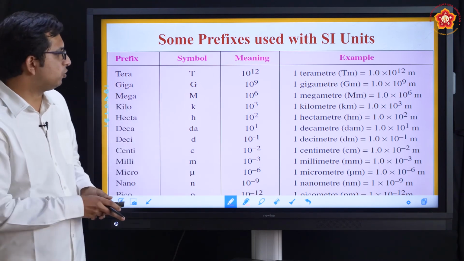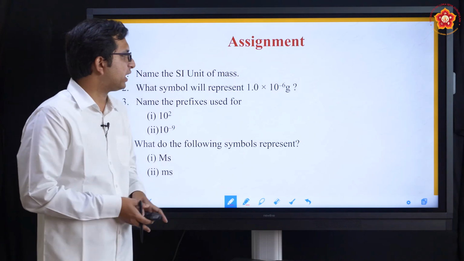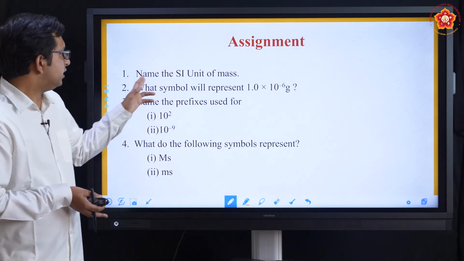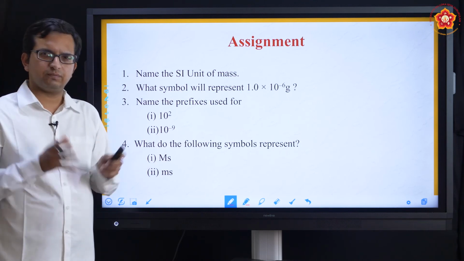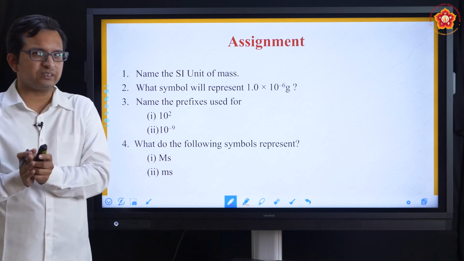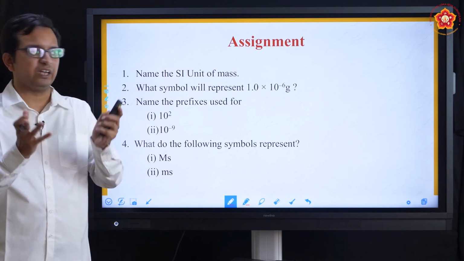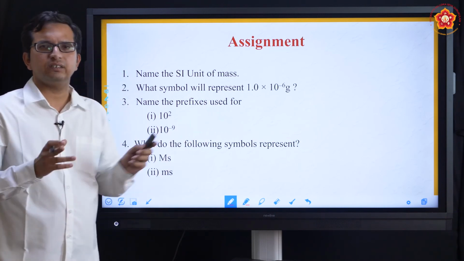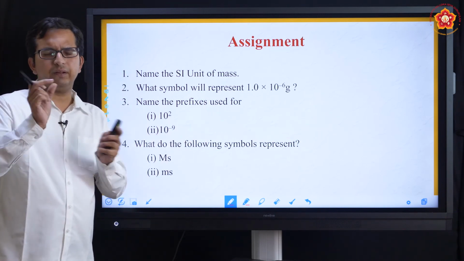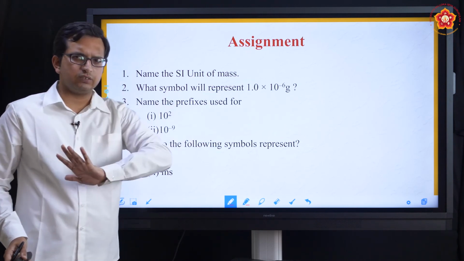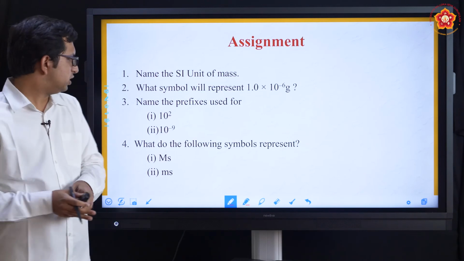So this is all about the SI units and all that we have, and a small assignment just for you to brush up whatever we have discussed. Name the SI unit of mass. SI unit is important. Will you name it as kilogram? Will you name it as gram? Will you name it as milligram? Be careful with that. What symbol will represent 1 into 10 raised to minus 6 gram? Symbol. So basically that prefix part along with the unit. Now one unit is already given here, that's fine, but along with the unit it is important.